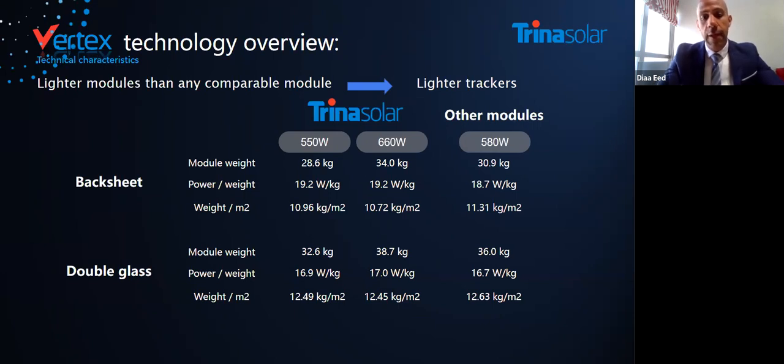From the weight perspective, we have 28.6 kg for the 550 and 34 kg for the 660. On the other side, the 580 has 30.9 kg. Looking at weight per square meter, we have less weight per square meter compared to the others, for the backsheet modules. And in the same comparison for dual glass or bifacial modules, we also have the lighter weight of the bifacial modules.